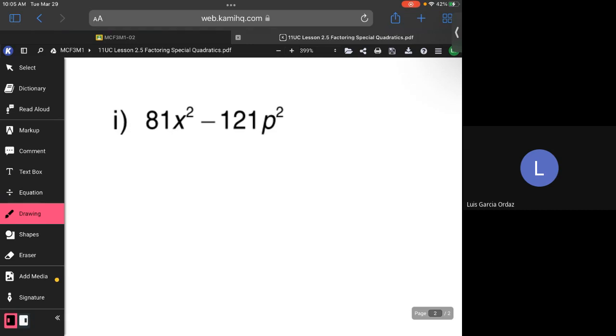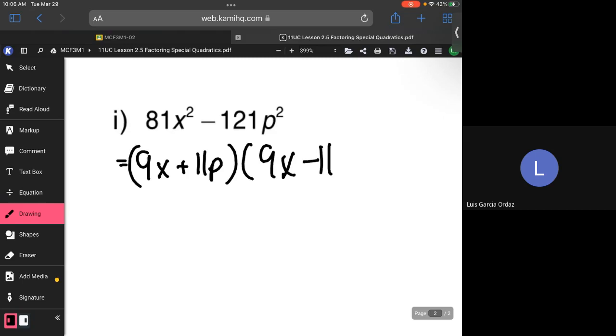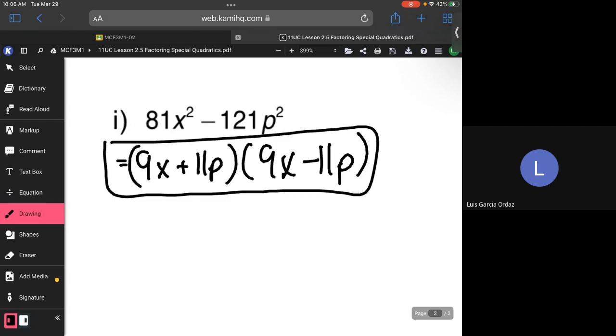If someone has an answer, feel free to share it when you have it. Brooklyn. I got 9x plus 11. Okay, guys, I need to hear Brooklyn. Yep, 9x plus 11, and the other one, 9x minus 11. Perfect. So that is your answer. You can't do anything else. That's it.